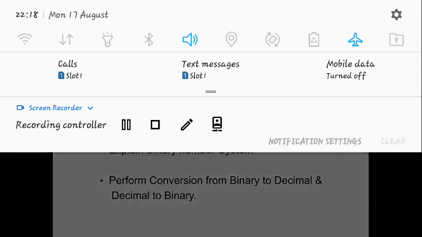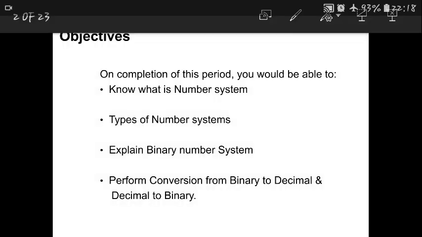Yes, so by this we'll end the class here. In these last two videos we have seen what a number system is, then types of number system, explained the binary number system, then performed the conversion from binary to decimal and decimal to binary. Thank you.